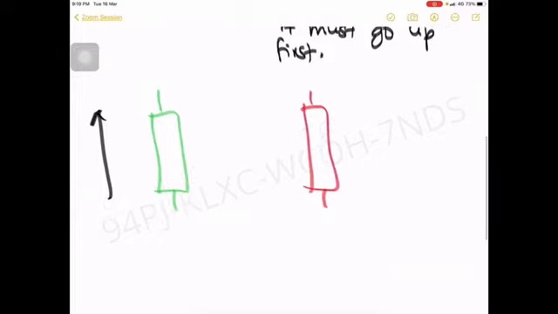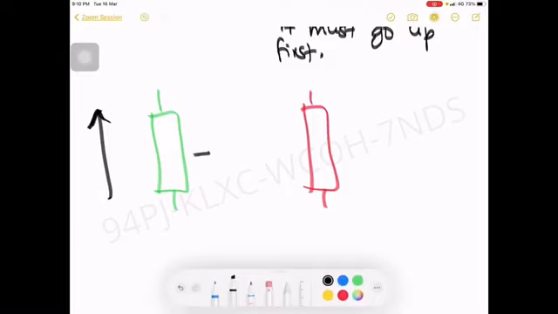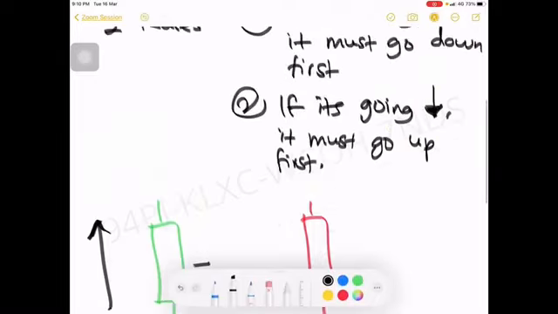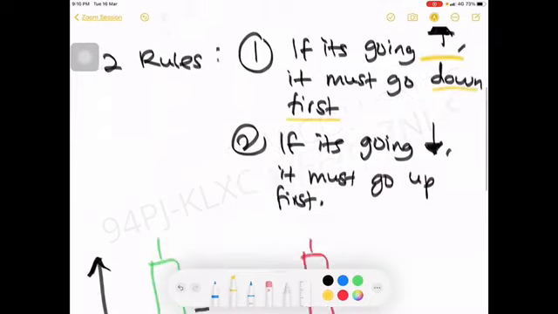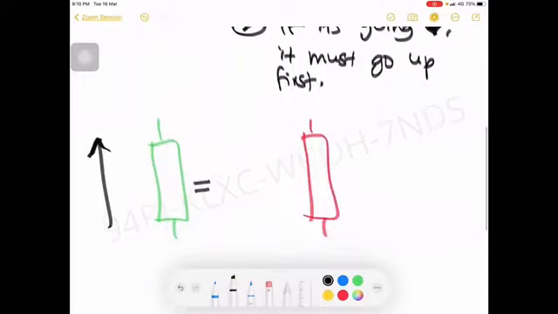Okay, so for a bullish candlestick, it means that the price is going upward, right? So remember the rules. If it wants to go up, it needs to go down first. So the open is going to be here. And then if it wants to go up, it needs to go to the low first, and then to the high, and then close right there.